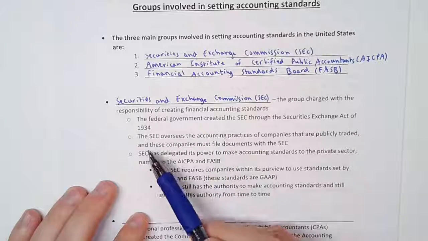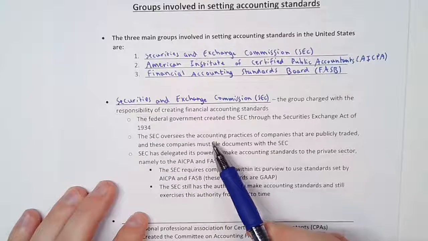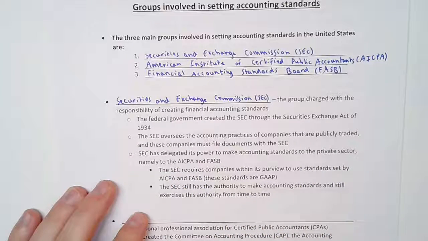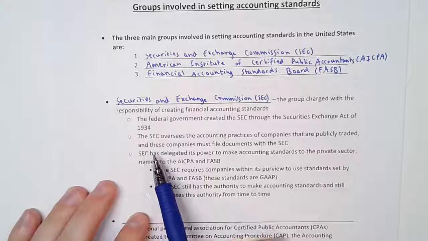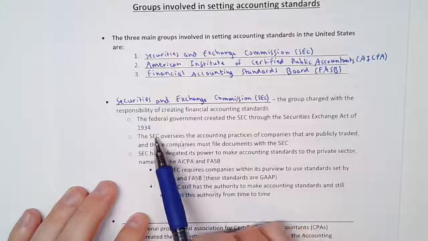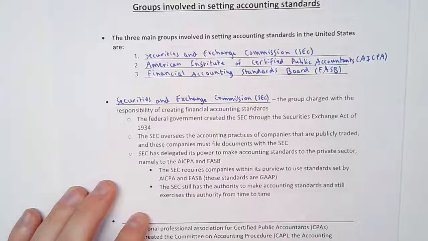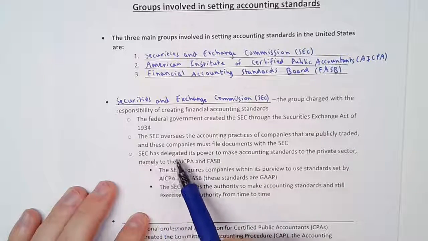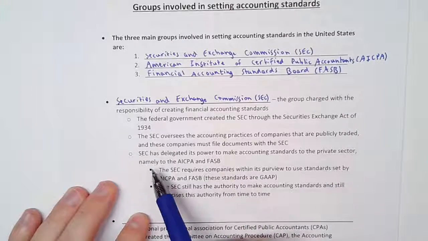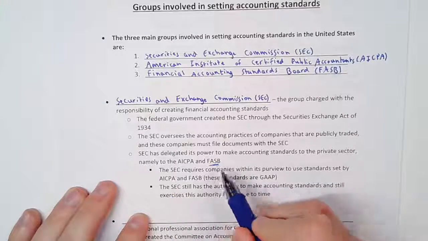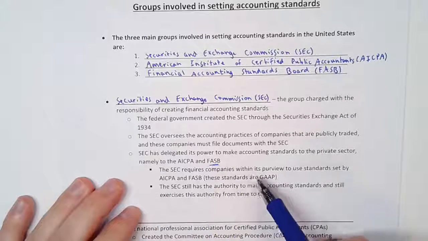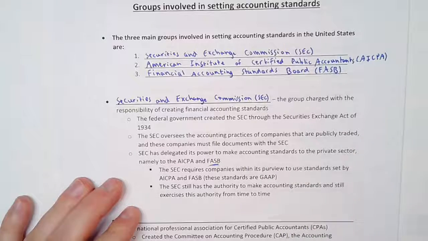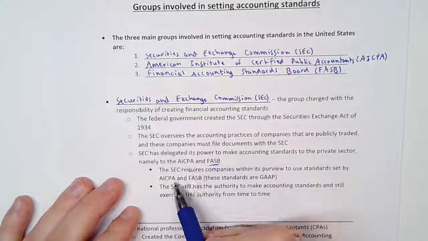All right, and so the SEC oversees accounting practices of companies that are publicly traded, meaning companies that anybody can just go and buy the stock of. They're held by the public, and these companies that the SEC oversees have to file documents with the SEC. Now the SEC has delegated its power to make accounting standards to the private sector, namely to the AICPA and mostly the FASB. And so the SEC requires companies within its purview, basically these companies that they oversee, to use the standards set by the AICPA and the FASB.